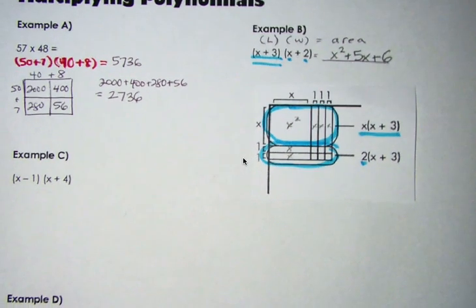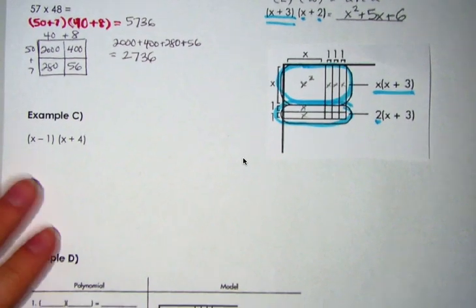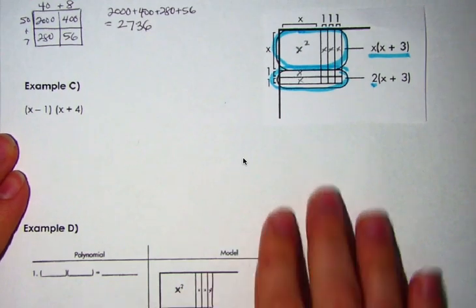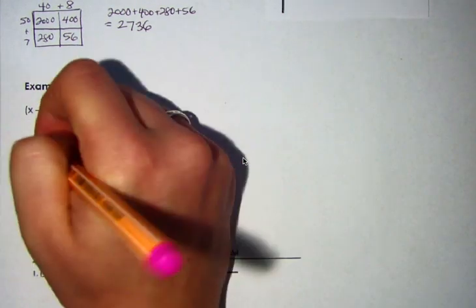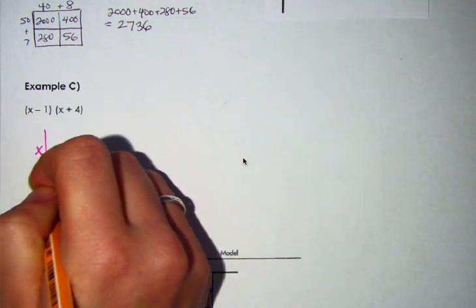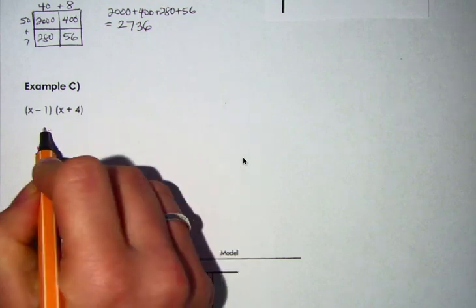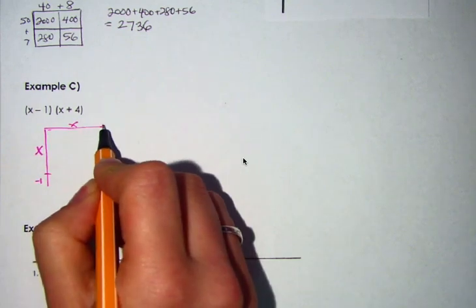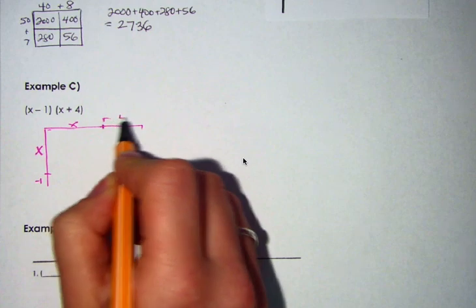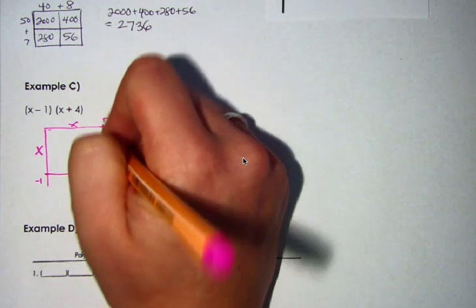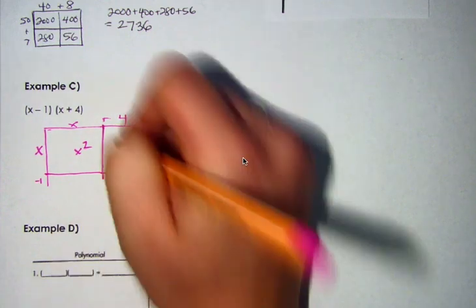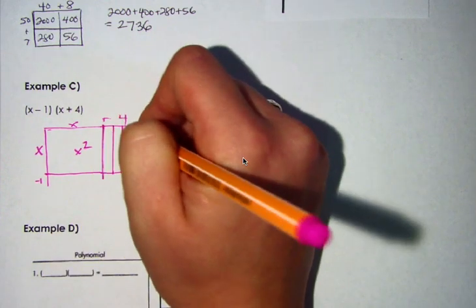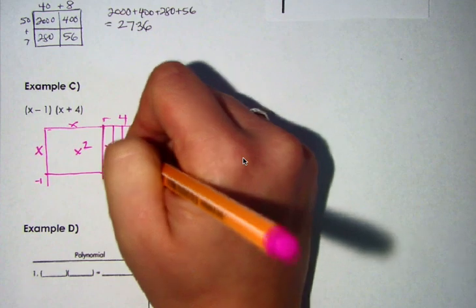All right, let's see if you can do example C. Please pause here. All right, those of you who unpaused, let's check our work. X minus 1, and then you have x plus 1, 2, 3, and 4. X times x is x squared. X times 4 is 4x's. 1, 2, 3, 4.